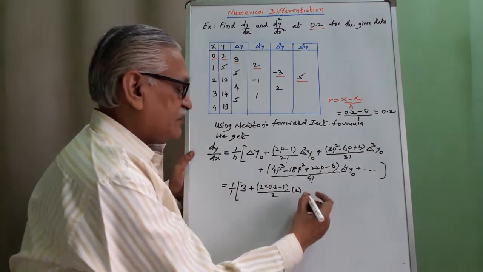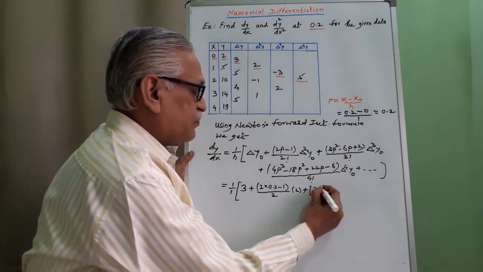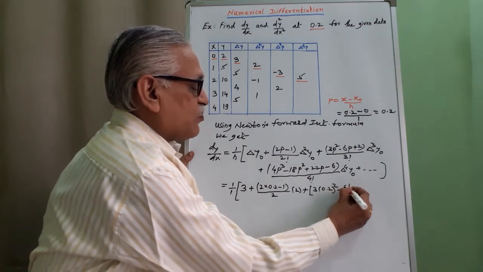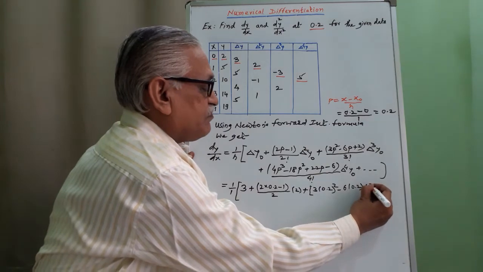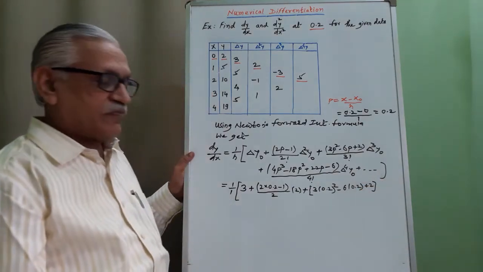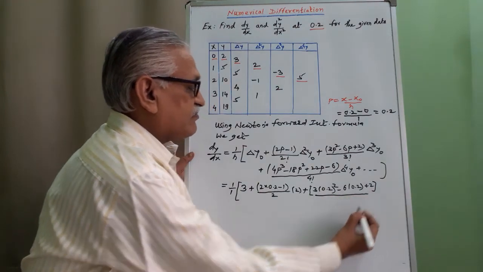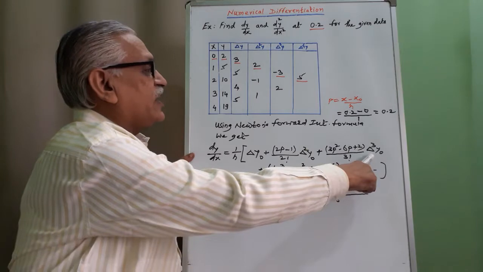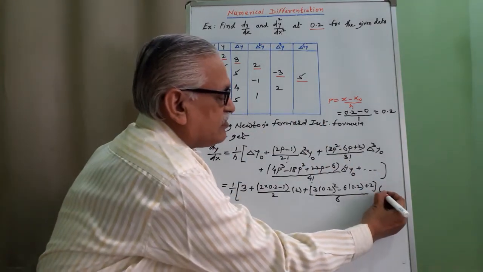Next term, it is 3 into p square, 0.2 square, minus 6 into 0.2, plus 2, whole divided by 3 factorial, that is 6, into del cube y0, the value of del cube y0 being minus 3.